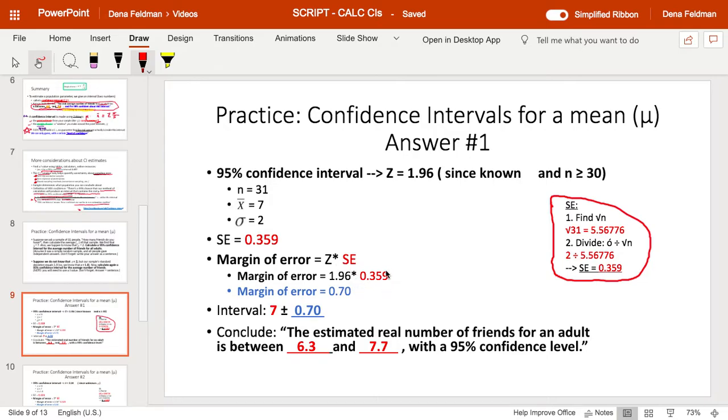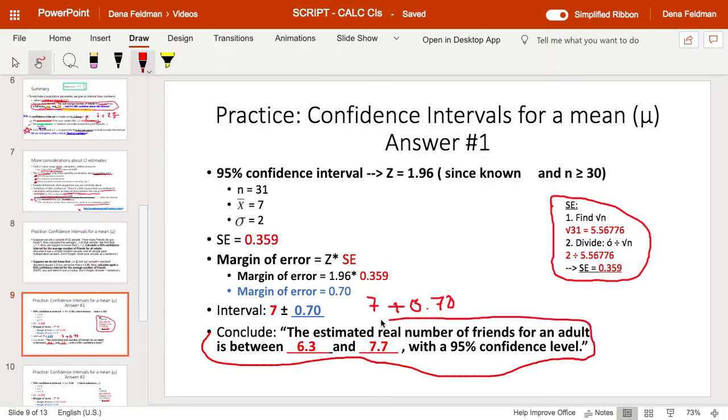And then when I multiply those two together, I get the margin of error of 0.7, which I can then add to or subtract from 7. When I subtract 0.7, I get this number, 6.3. If I were to add that number, I would get 7.7. And so the conclusion that I could make, the actual answer to this question, is that the estimated real number of friends for Nerd is between this and this, with a 95% confidence level. And I'm 95% confident about that.